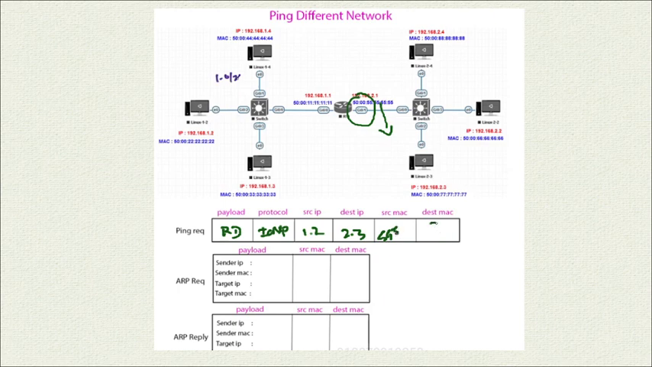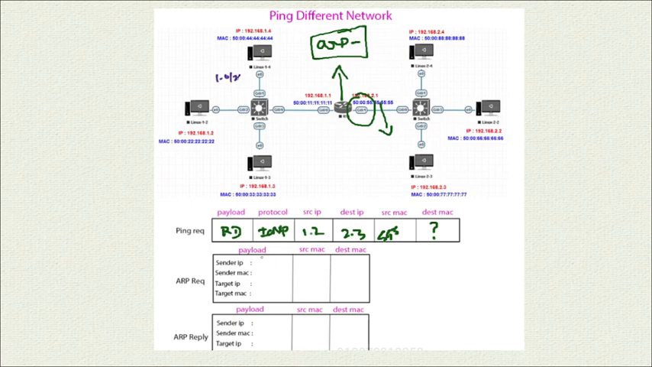The destination MAC address is not known, because the router does not have any ARP entry. It is the very first time, so the ARP table is empty. That is the reason the destination MAC address is empty.